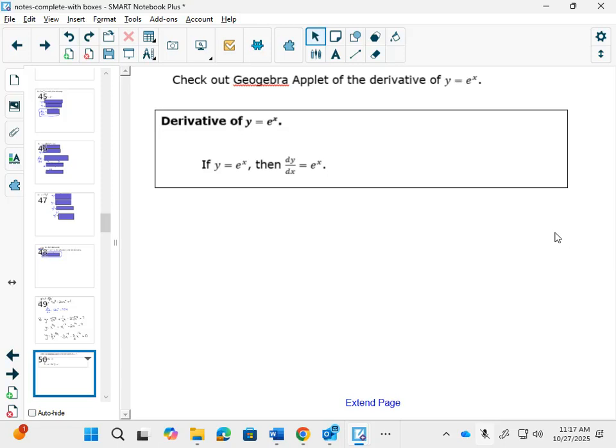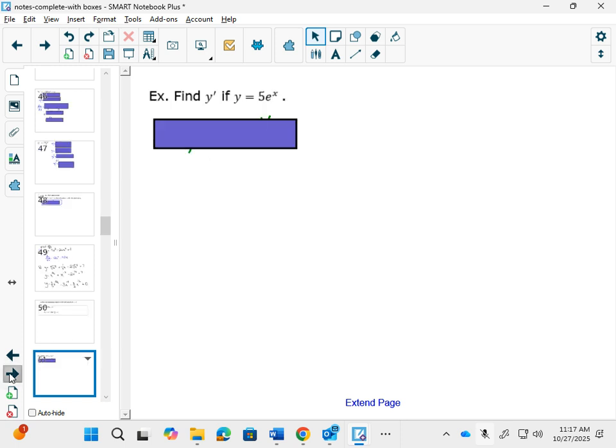Because it's going to say, what's the derivative? And you feel like you should do something, but the answer is exactly the same as what you started with. Feels kind of weird. So we'll look at some questions with this. What's the derivative of 5 e to the x? 5 e to the x.